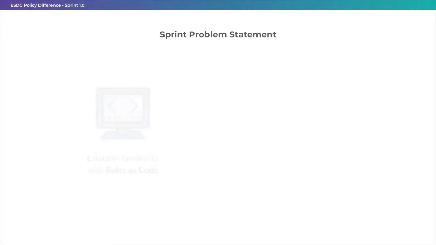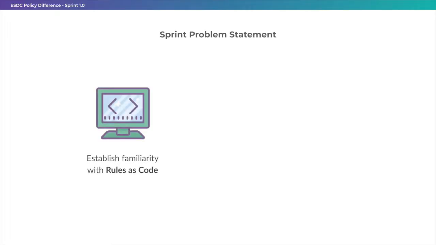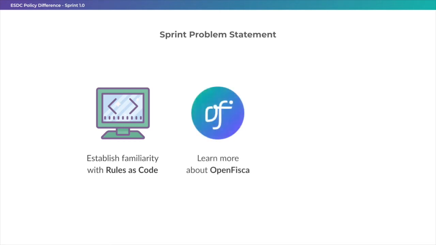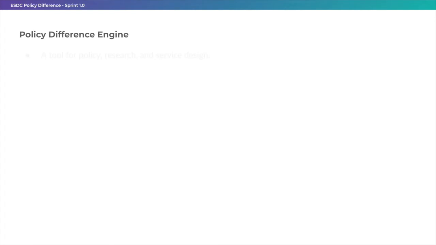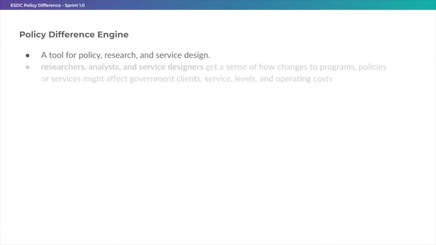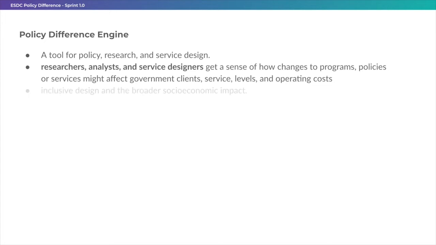Our sprint challenge was to become familiar with the rules as code concept and how a policy difference engine could integrate with existing tools such as OpenFisca. You might ask, what is a policy difference engine? It's a tool for policy, research, and service design. It will help stakeholders such as researchers, analysts, and service designers get a sense of how changes to a particular program might impact government clients, service levels, and operating costs.